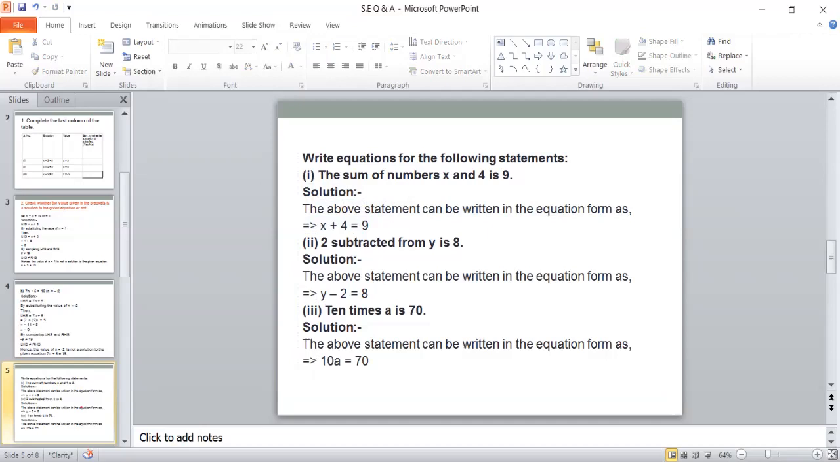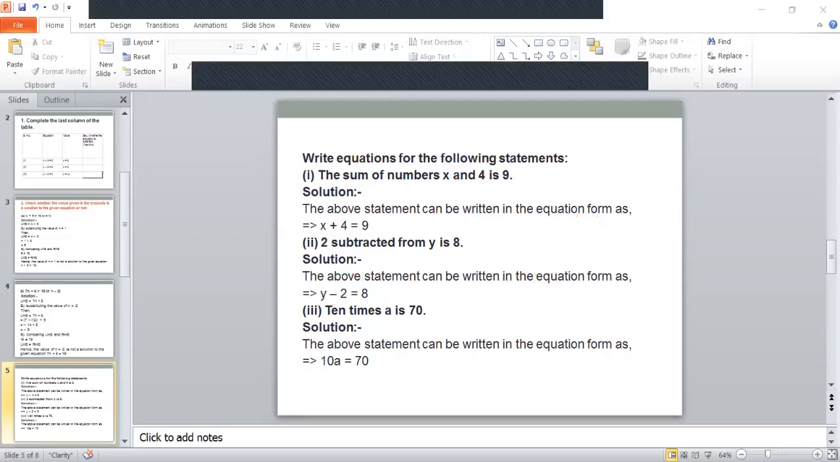2 subtracted from y. From y means first we have to write y. 2 subtracted from y means y minus 2. "Is" means is equal to. Is 8. So y minus 2 is equal to 8. Here is the equation: y minus 2 is equal to 8.